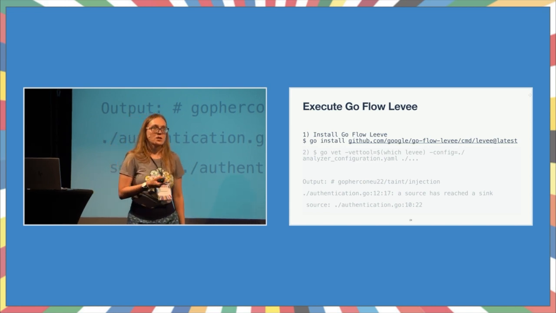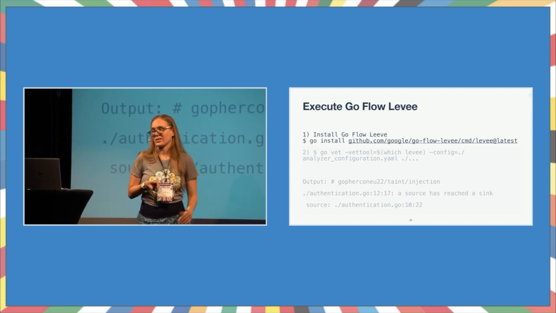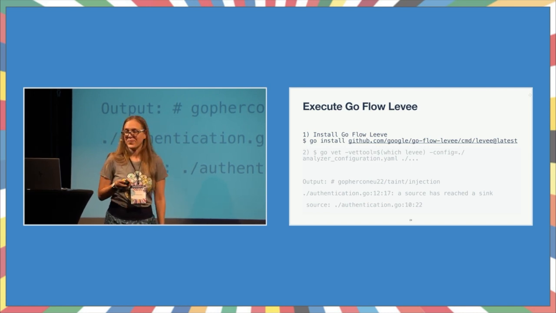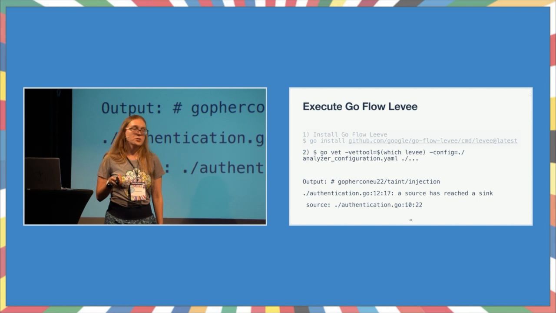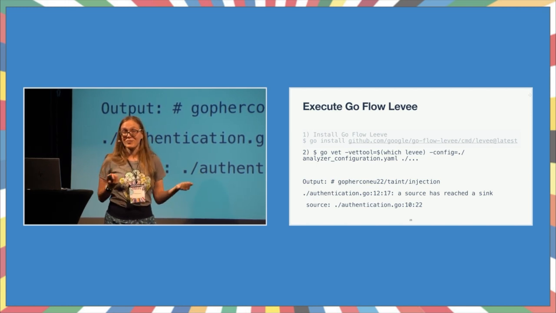While I talked a lot about configuration, I will very shortly go on to how to get it actually running. For this, use the go install command and install GoFlowLeeve. Then you can use go vet and pass the Leeve to your configuration. You remember the YAML file we tried to configure before, in your project. And it will output potential flows.